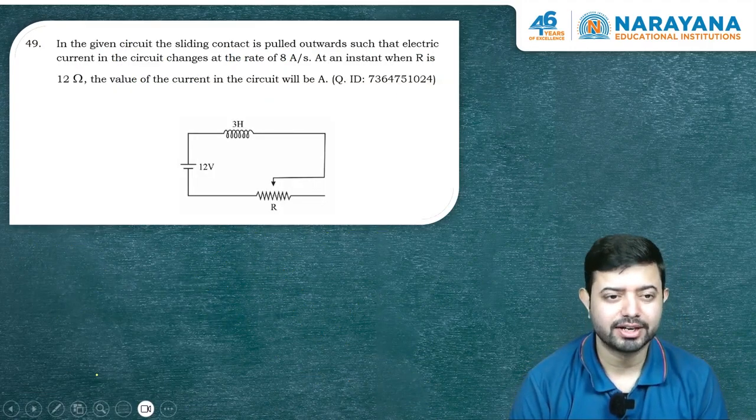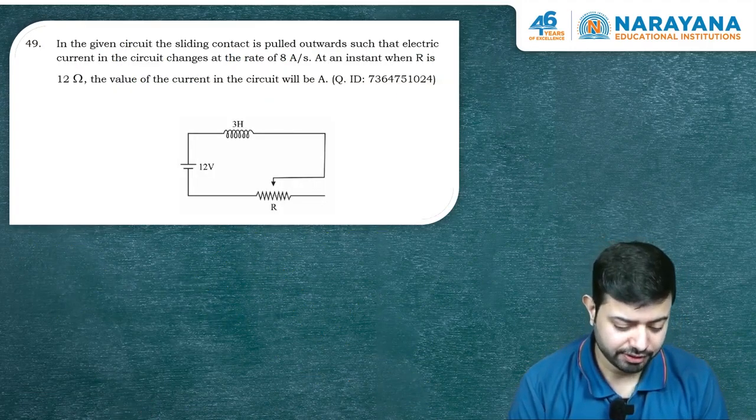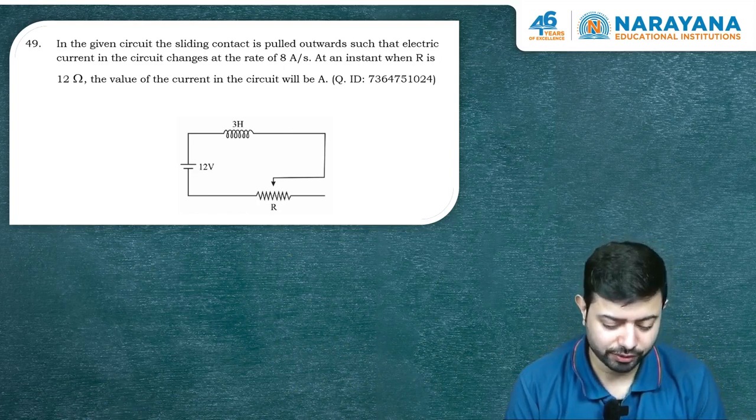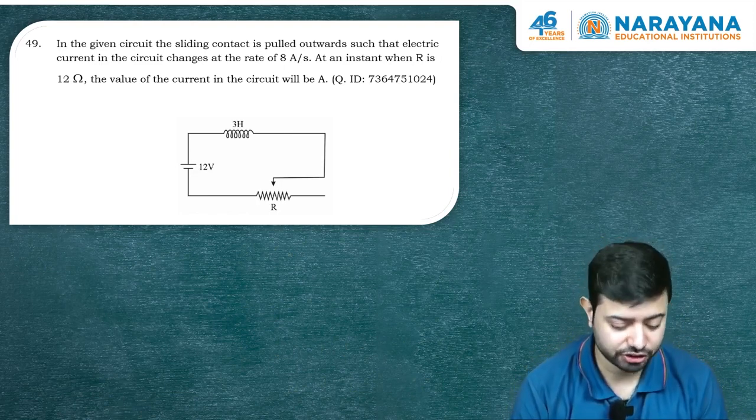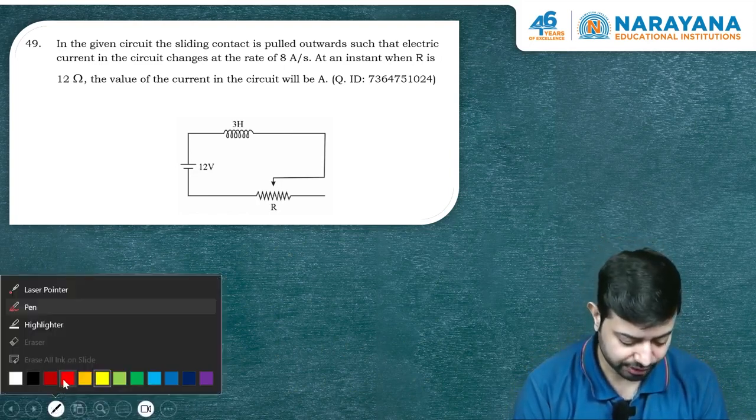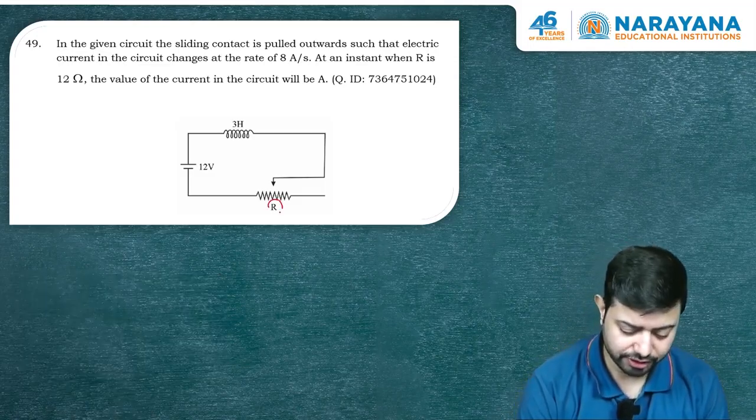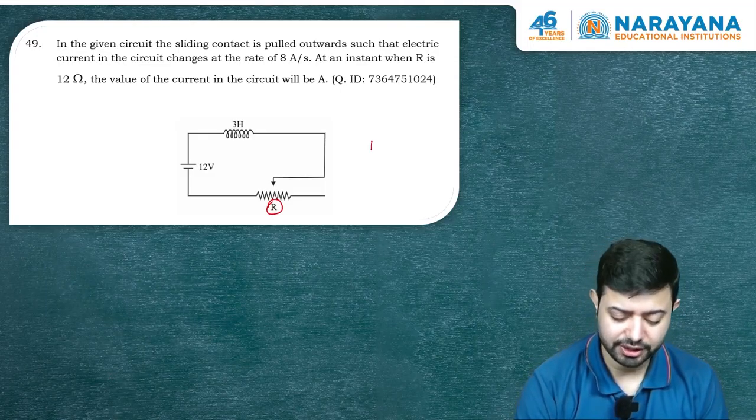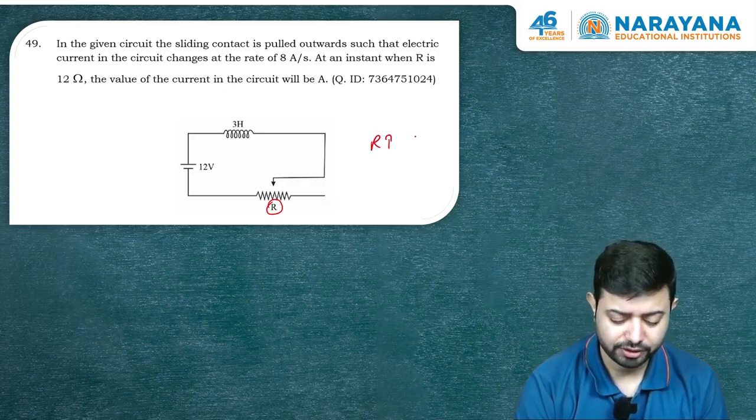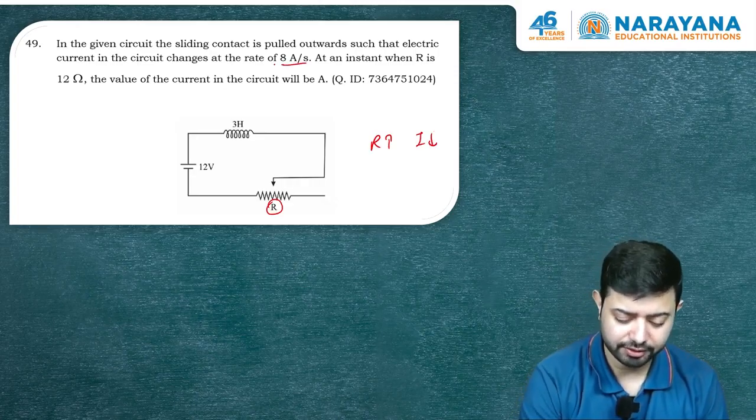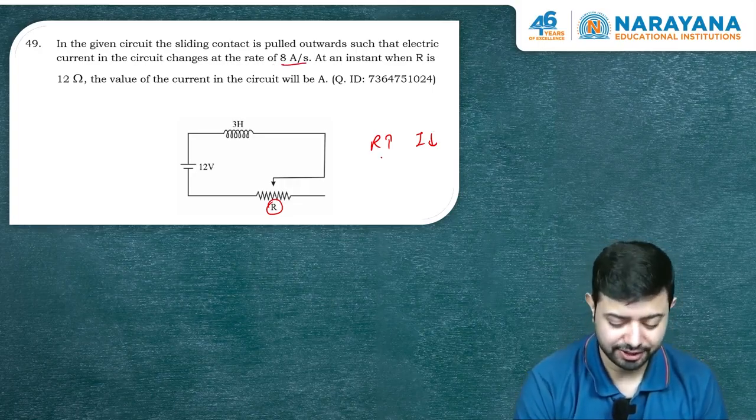Alright, let us have a look at this question number 49. In the given circuit, the sliding contact is pulled outward such that electric current in the circuit changes at the rate of 8 ampere per second. It means that resistance is going to increase, right? If resistance will increase, then current in the loop, what should be the tendency? Current should decrease. So whatever the rate they have given, it is actually the decreasing rate, right? So if I have to write down di by dt, it should be minus 8.